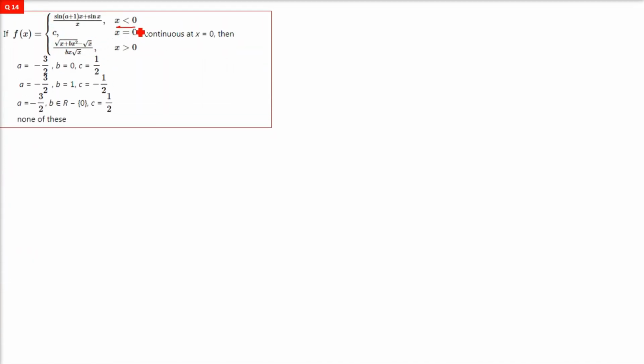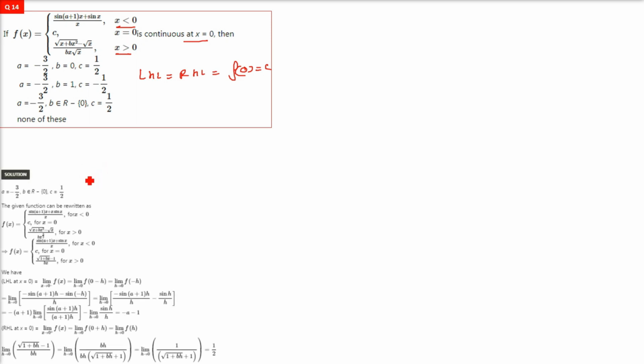Next one is quite clear. It is x less than 0, x greater than 0. So you have two expressions for less than 0 and greater than 0. And when x is equal to 0, you already have c. So left hand limit and right hand limit you have to find out, and you have to equate them with f(0). f(0) is what? c. So you will get a and c, but you will see that you will not get a value of b. For getting b, you have to apply a different tactic.